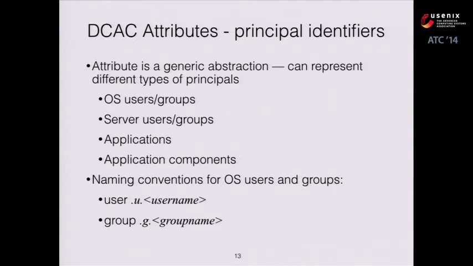Attribute is a generic abstraction. It can represent different types of principals, including OS user groups, server user groups, individual applications, and even application components. But we still have some naming convention for traditional concepts like OS users and groups. We use .u.username and .g.groupname to represent them respectively.